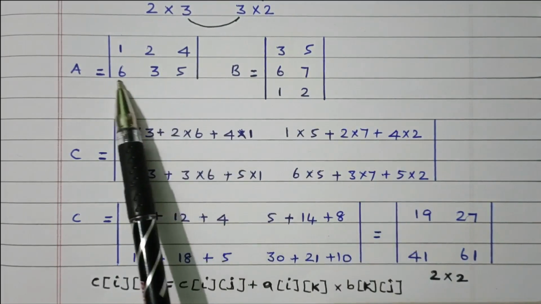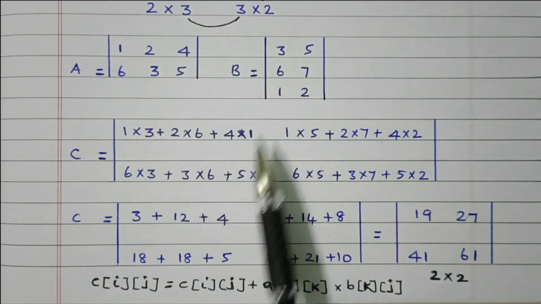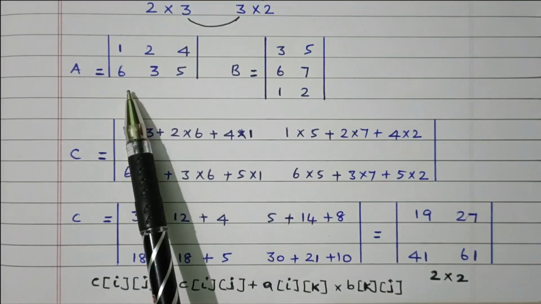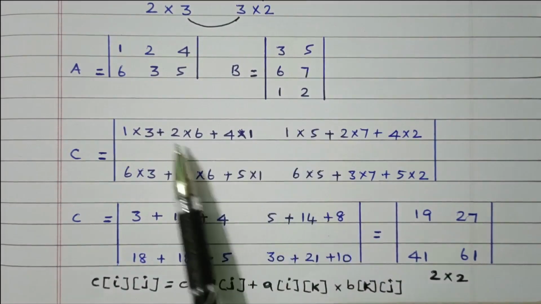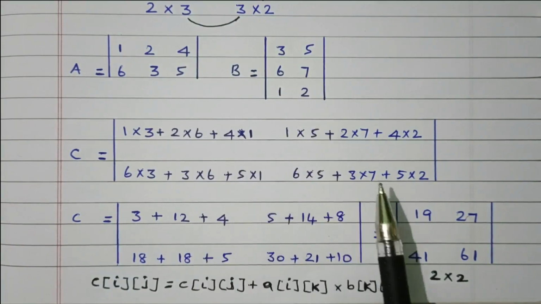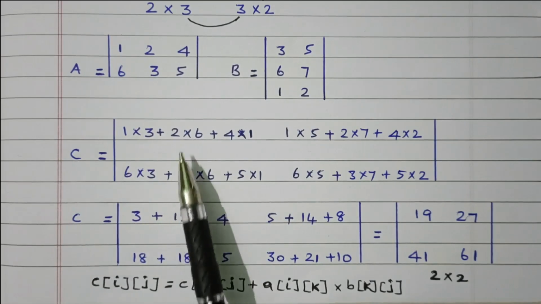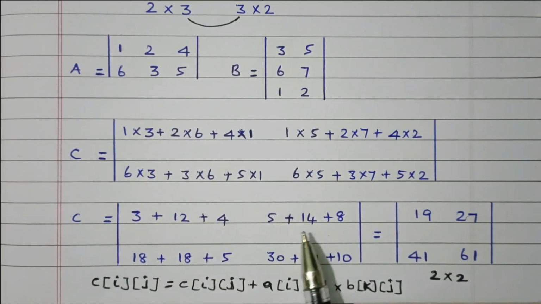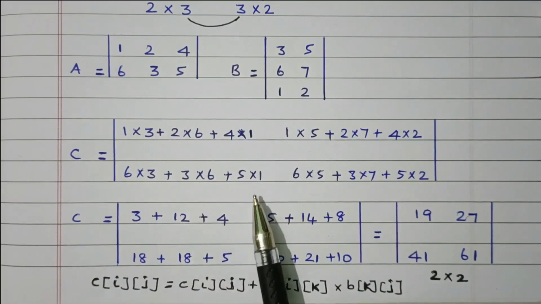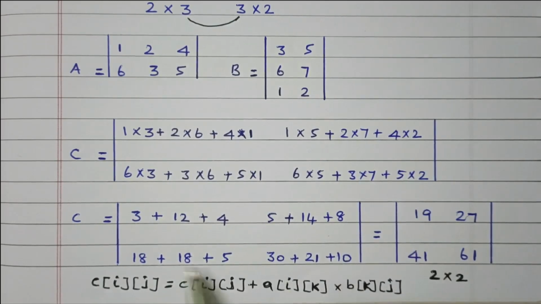Now consider the second row, these 3 elements, 6 3 5. The 6 is multiplied with 3, 3 into 6, 5 into 1, all are added together. The same 6 3 5 is multiplied with 5 7 2: 6 into 5, 3 into 7, 5 into 2. Now we need to add all these values, right? So 1 into 3 is 3, 2 into 6 is 12, 4; 5, 14, 8; 18, 18, 5; 30, 21 and 10. These 3 are added.